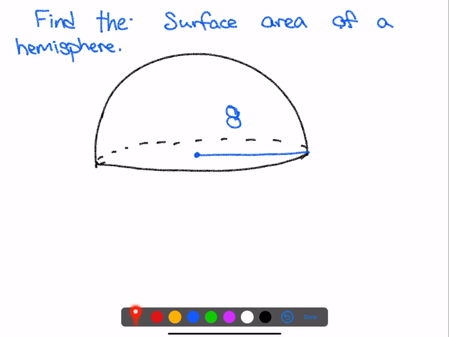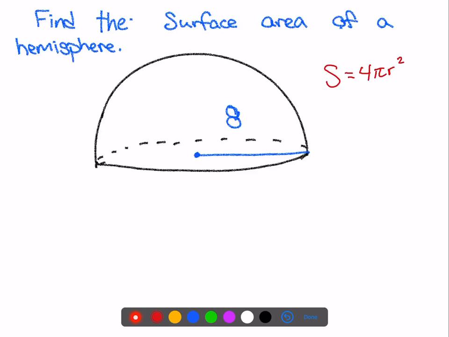All right, find the surface area of a hemisphere. So this is a bit different. We're going to be doing the same type of thing that we were using to solve for the surface area of a sphere, but there's a little bit extra there. So if we recall, the surface area of a sphere is 4 pi r squared.